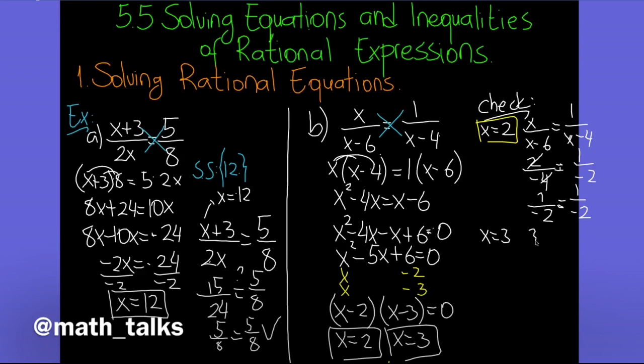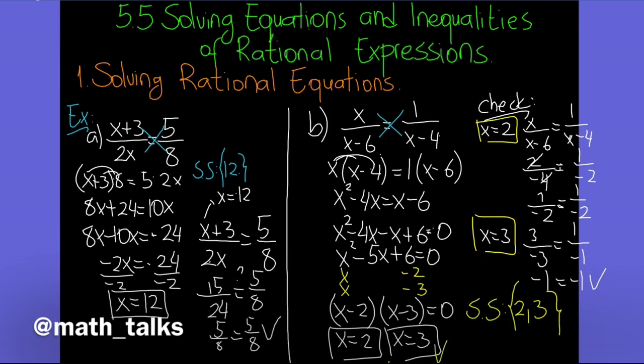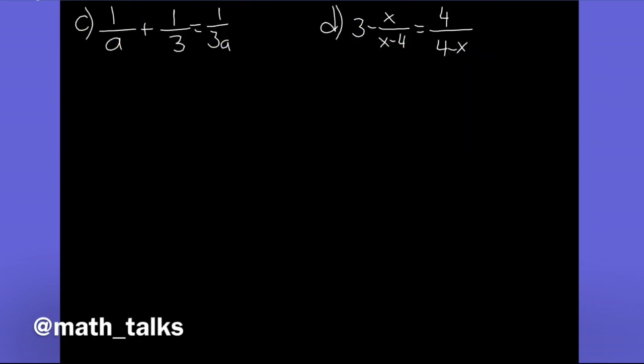You can directly write 3 over (3 minus 6), which is negative 3, and 1 over (3 minus 4), which is negative 1. So 3 over negative 3 is negative 1, equals 1 over negative 1, negative 1. Here also it is satisfied. So in that condition we have two solutions. The solution set is 2 and 3. Both of them are satisfied. Let's see the next question.